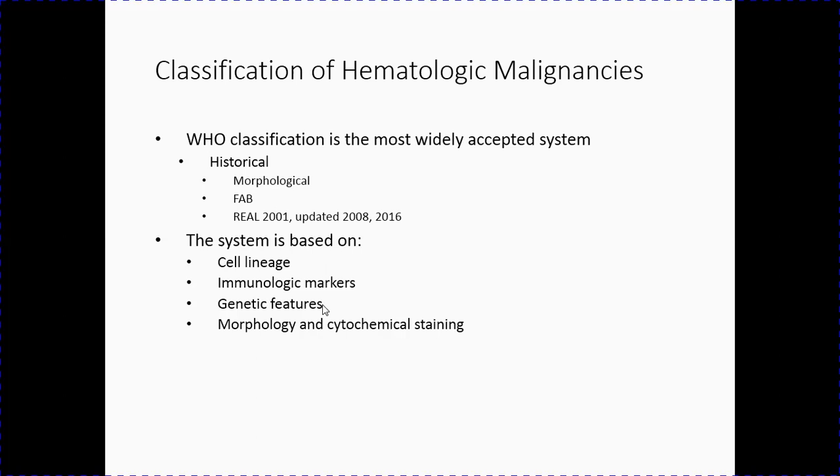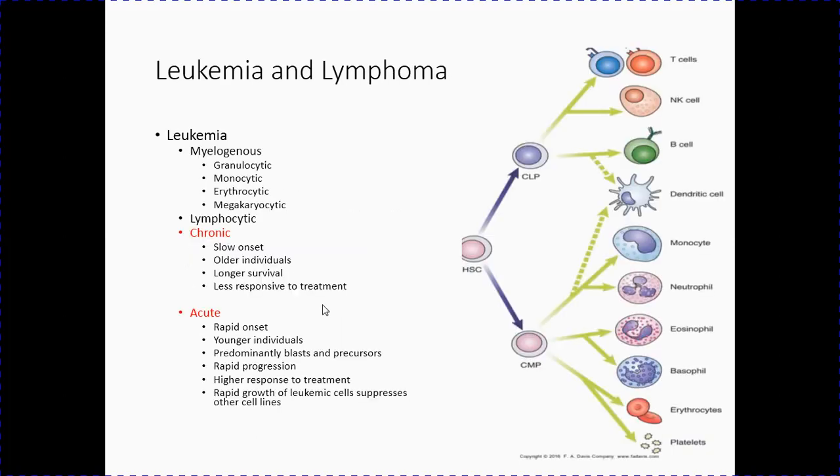Also, we're going to look at the lineage, the lymphocytic lineage, which is where we're focusing today. The real system also reviews immunologic markers, the CD-based markers, some of the genetic features that we're discovering. And also, we don't abandon morphologic and cytochemical staining in our classification. It's ongoing. So this should look super familiar to you.